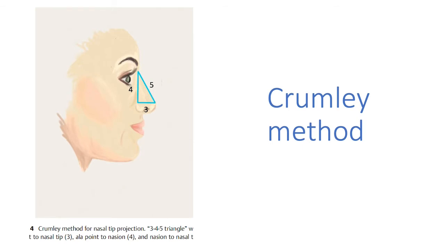Tip projection can be measured by a variety of methods. The Crumley method involves forming a triangle with a vertical tangent between the nasion and alar facial sulcus, a perpendicular line from this tangent to the tip defining point, and a final dorsal line from the nasion to the tip defining point, with a dimension ratio equal to 3 to 4 to 5.